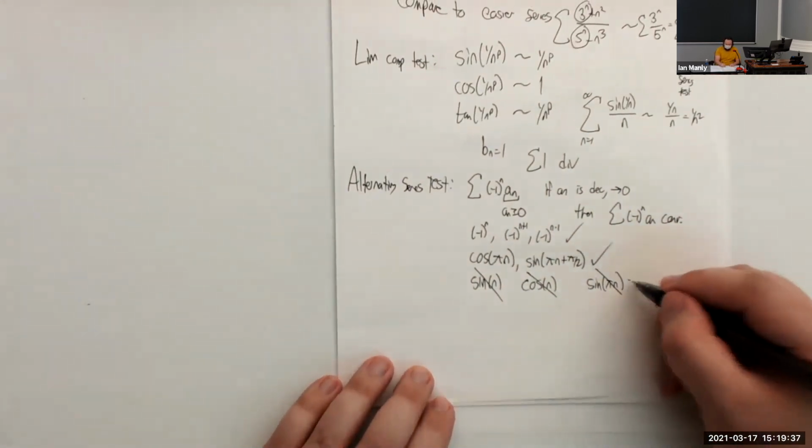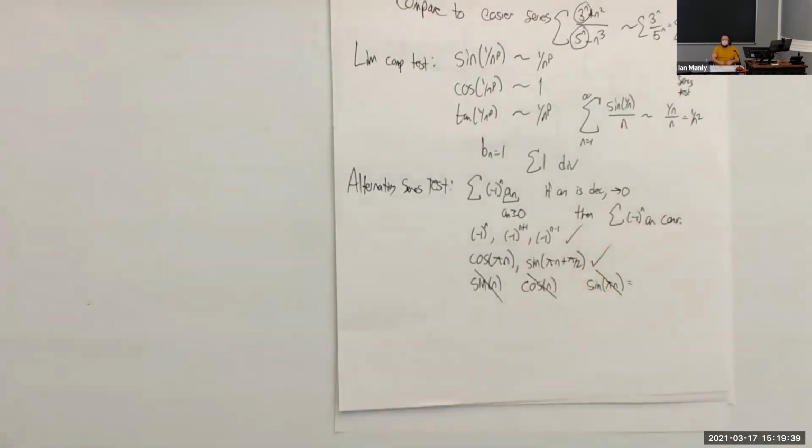So for example, actually, we know what this one is. What's sine of pi times n? Does anyone know what that is? It's 0, right? Sine of any multiple of pi is going to be 0. So that definitely can't be an alternator here.